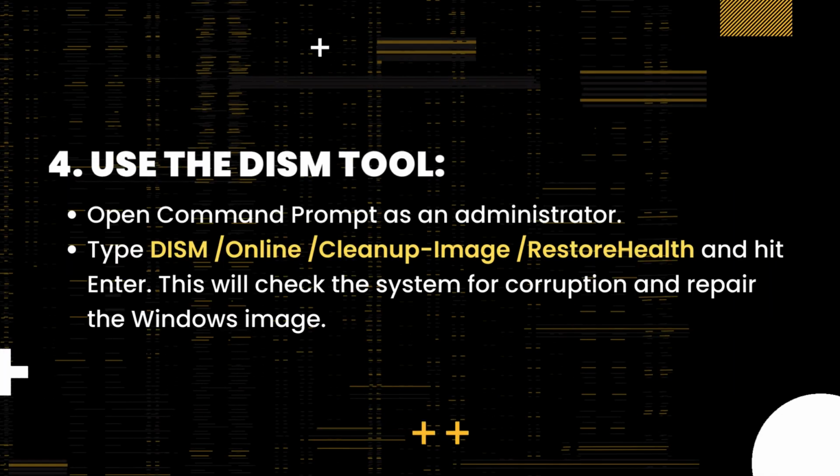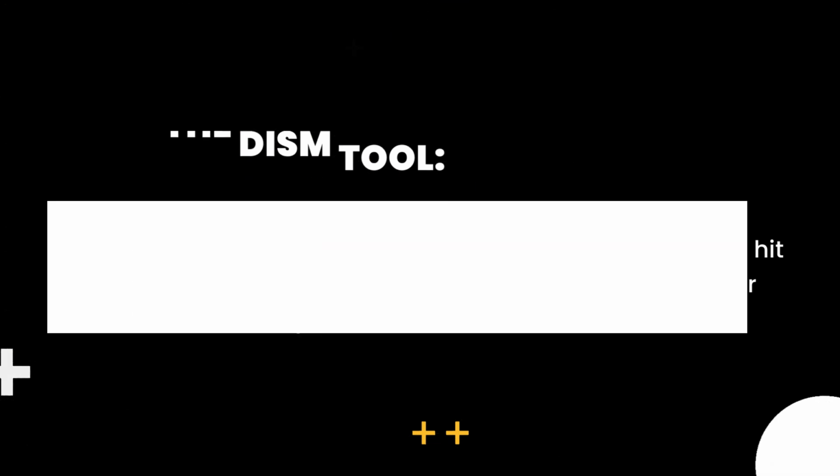4. Use the DISM tool. Open Command Prompt as an administrator. Type dism /online /cleanup-image /restorehealth and hit Enter. This will check the system for corruption and repair the Windows image.